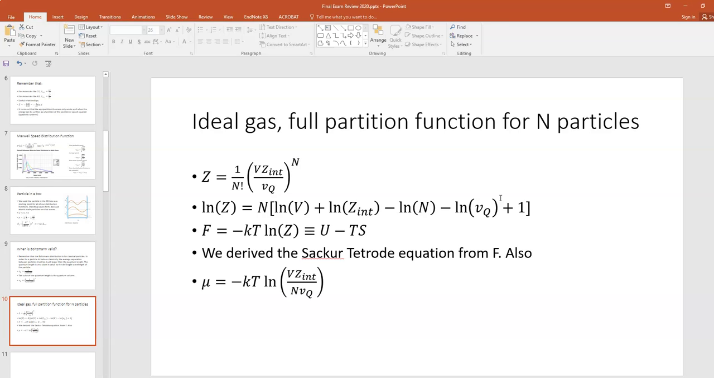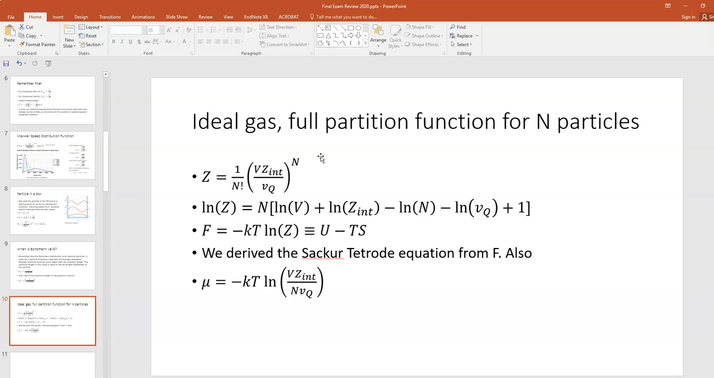So we derived the partition function for an ideal gas of N particles, and it's written here: Z, the partition function, is equal to 1 over N factorial times V Z internal over the quantum volume, to the N power. Now here V is the volume of the container or whatever that the gas is in. Z internal is that rotational energy partition function that we had back here, okay? V_Q is the quantum volume, of course, and N is the number of particles.